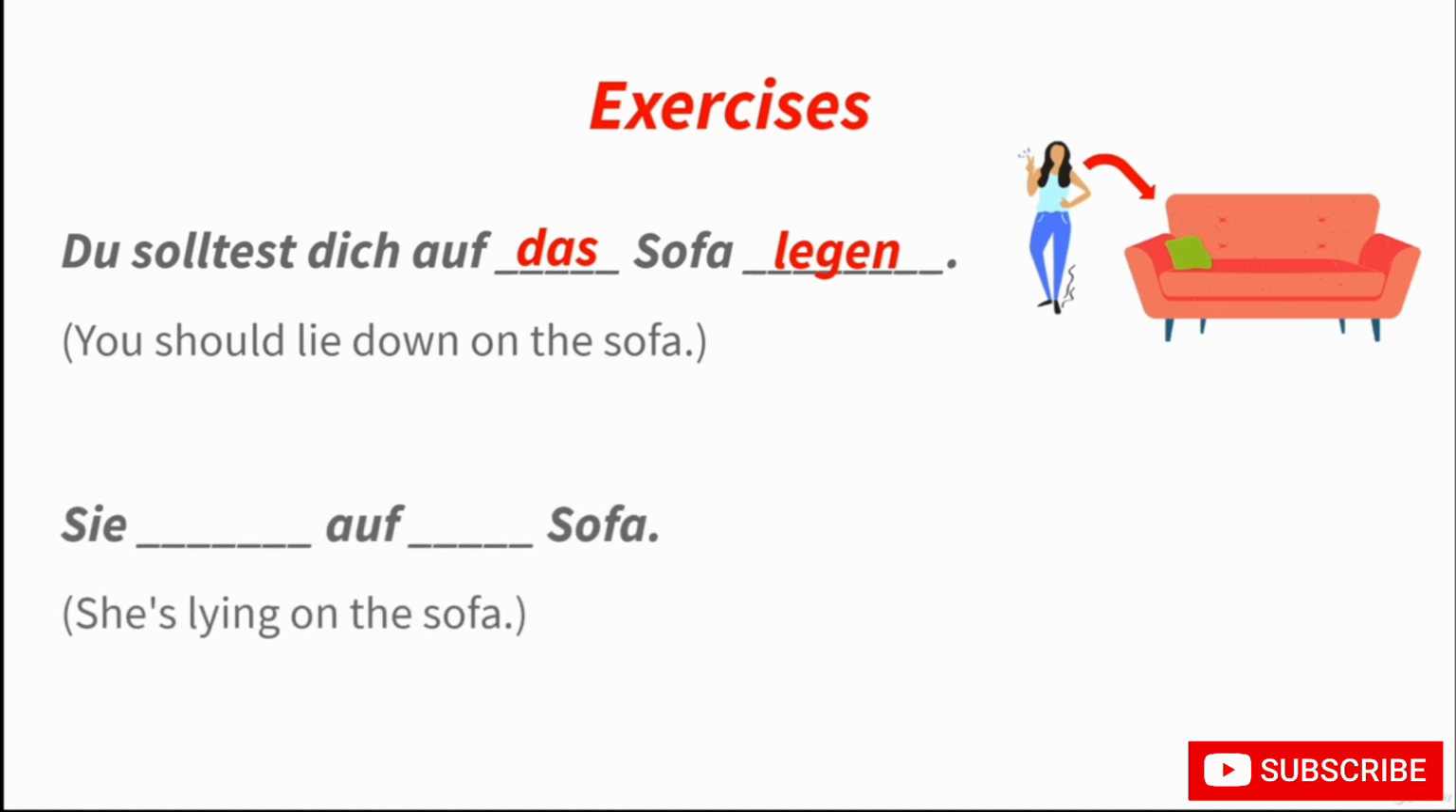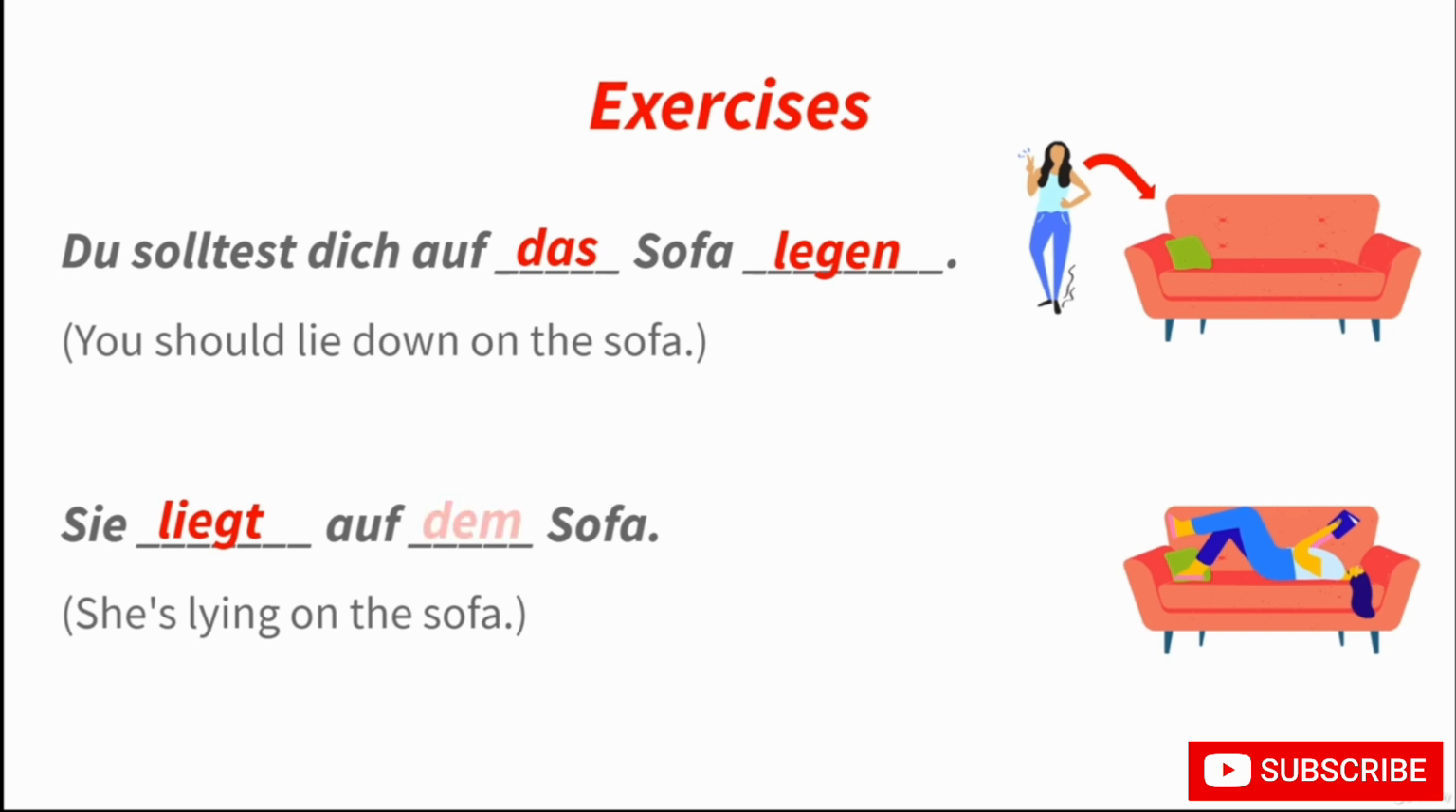Another one? She is lying on the sofa. What do you think is the answer? Sie liegt auf dem Sofa. Why? Because now she is on the sofa and she is lying. That's why liegen must be used. We are giving location here. And when there is a location, after the preposition, dative case must be used. Das Sofa is dem Sofa in dative case.